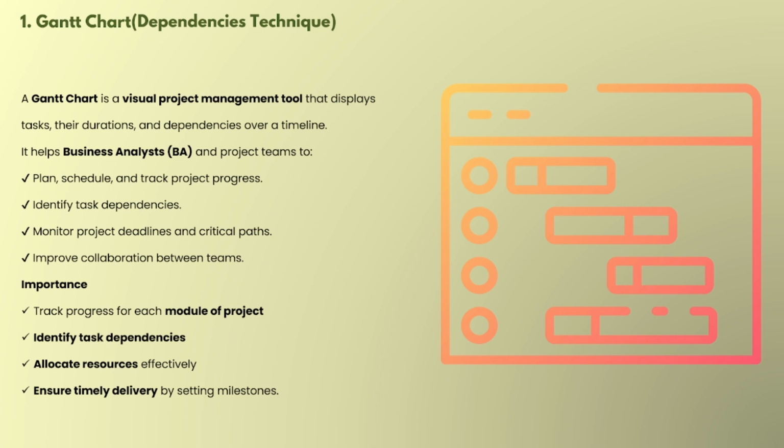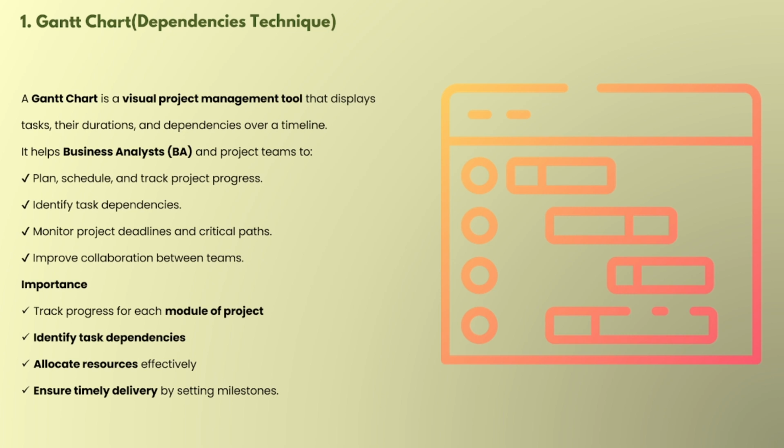And let's check how it helps business analysis one by one. Well, a Gantt chart helps in planning, scheduling, and tracking project progress. You can lay out tasks, see what's coming next, and check if everything is on track or slipping behind. So the Gantt chart helps us in this way. It also helps in identifying task dependencies. It shows which tasks need to be done before others can start, so nothing gets stuck waiting.